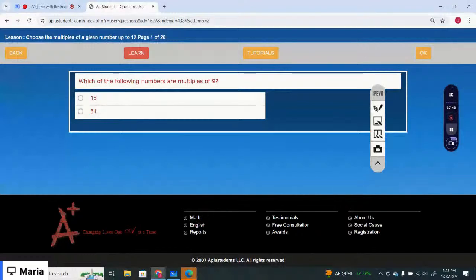Which of the following numbers are multiples of 9? Multiples of 9 means the numbers that can be evenly divided by 9. So which is the correct option? You cannot divide 15 by 9, right? So the correct option is 81.